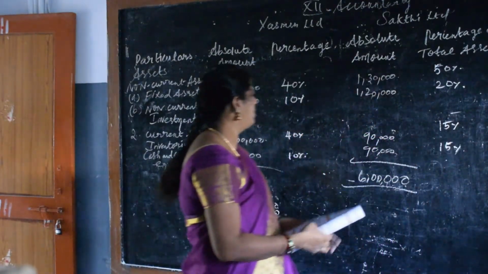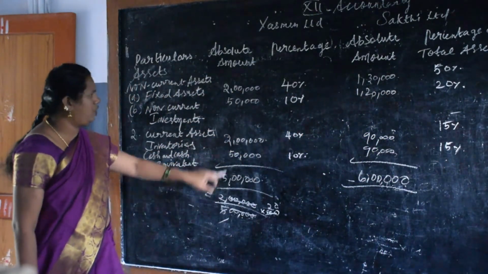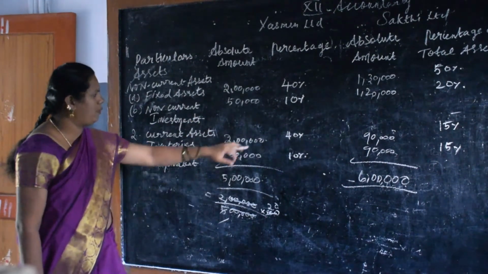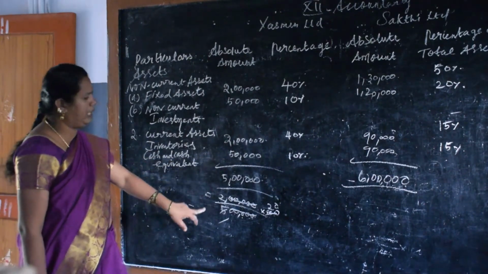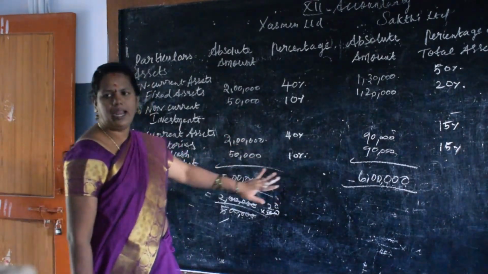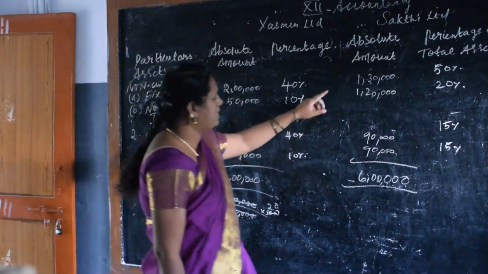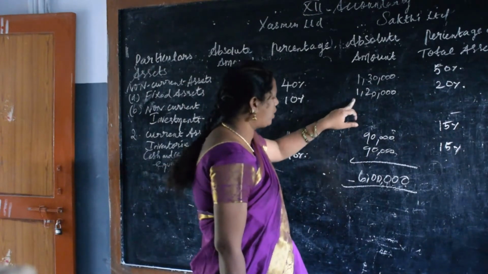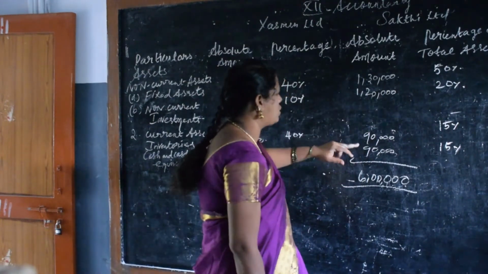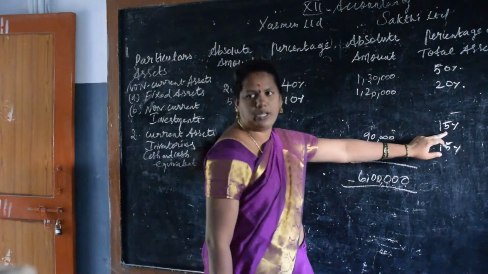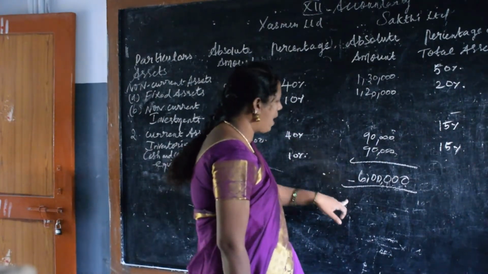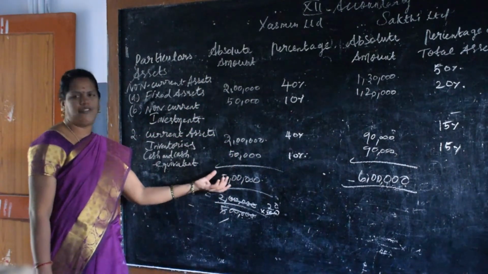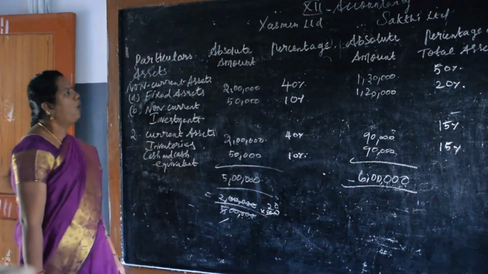Only thing, 2 lakh by 5 lakh, you will get 40%. 50,000 by 5 lakh, you will get 10%. 2 lakh by 5 lakh, you will get 40%. 50,000 by 5 lakh into 100, you will get 10%. Likewise, 1 lakh 30 divided by 6 lakh, you will get 15%. 1 lakh 20 by 6 lakh, you will get 20%. 90 by 6 lakh into 100, you will get 15%. And 90,000 by 6 lakh, you will get 15%. Only the thing, the denominator is 5 lakh. Okay? Yes, this is the end of the sum.